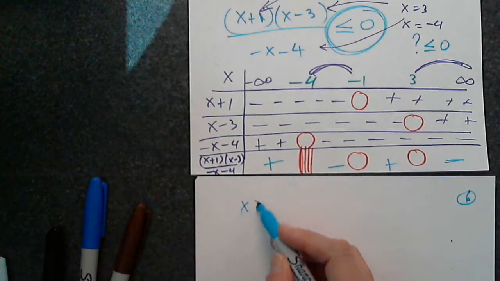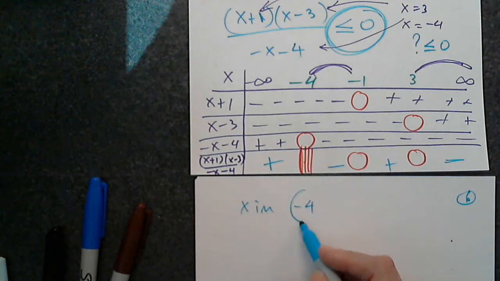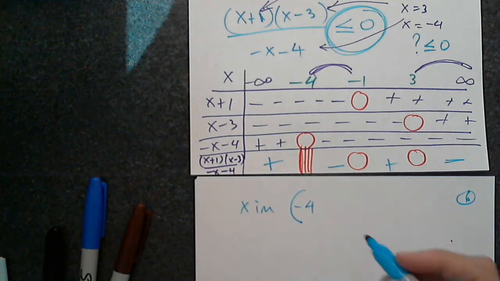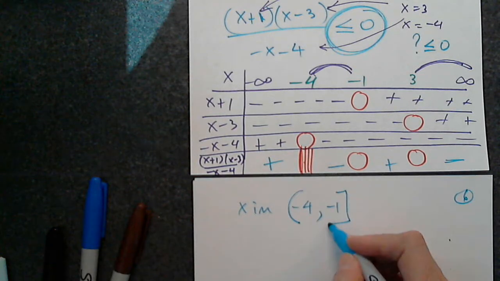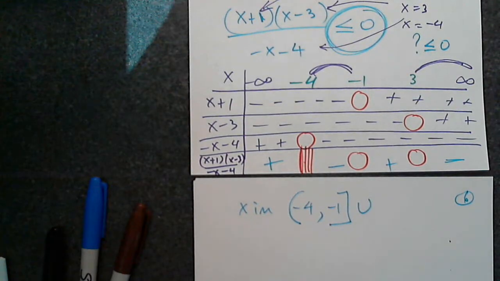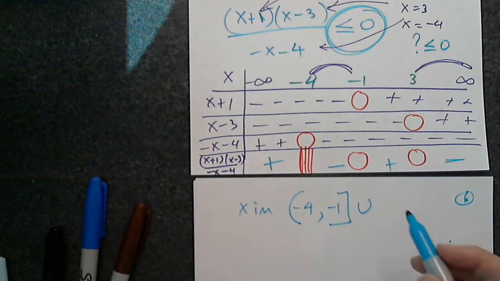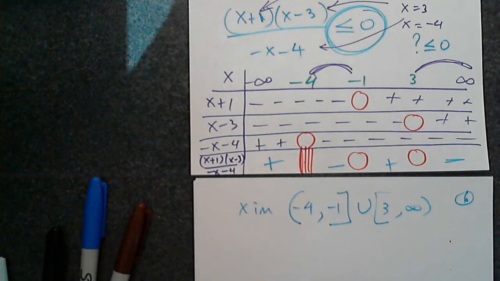So we have the answer x in the interval from, yes, why negative 4 open and not closed? Because it's undefined. Very good, awesome. Comma. This one is with the bracket because we have the equal symbol. And union, yes, 3 with a bracket because 0 is allowed. Any questions?